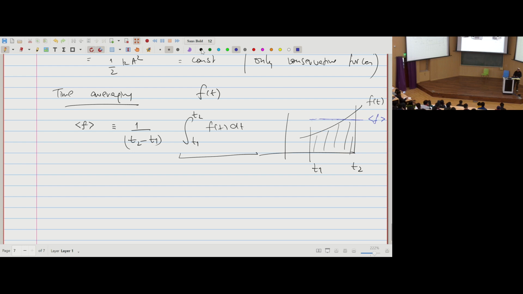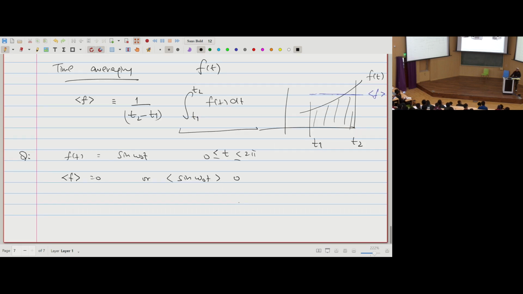So here is a problem for you. If f(t) is simply sine omega naught t, and we are talking about one full wave here, so from 0 to 2 pi, what is the time average value of this function? 0. You can see that graphically as well, right? So we can write that for sine omega naught t, the time average is 0.